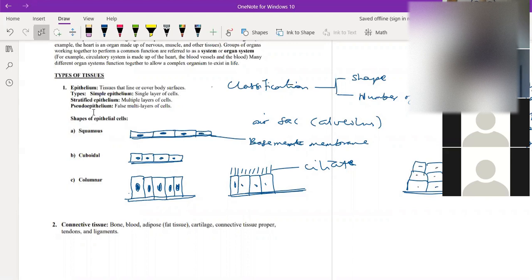Stratified epithelium. Usually you find stratified epithelium where there's a lot of damage, like wear and tear. Like the skin. If you take the skin, for example, it's stratified. There's a lot of friction on the skin, so you want to protect the area. So you have more layers over there. That's a typical example, the skin. The surface of the skin is a stratified epithelium.